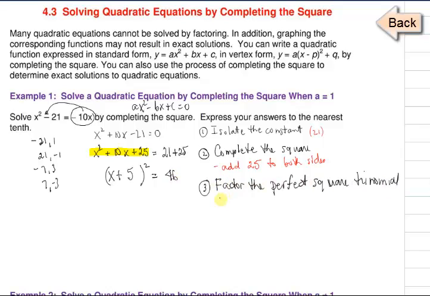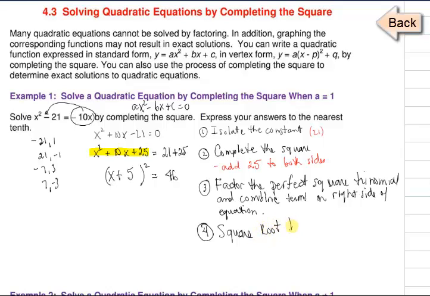Okay, so maybe I should write that. Factor the perfect square trinomial and combine terms on the right side of the equation. So fourth step, you want to square root both sides.